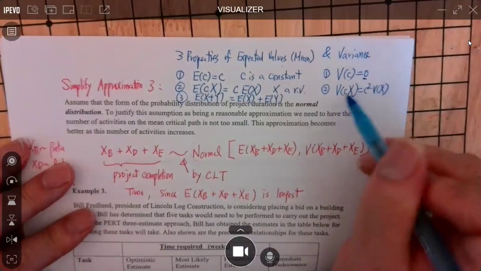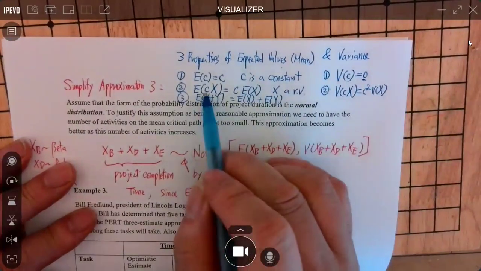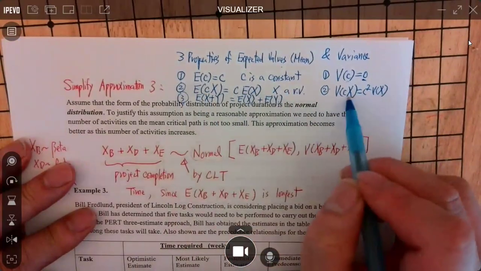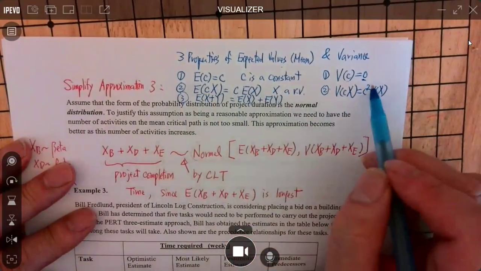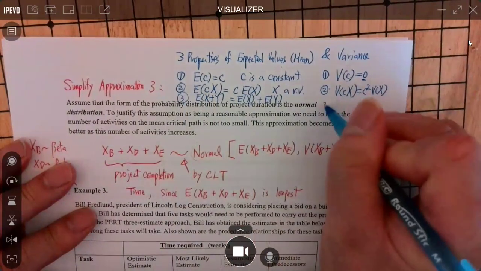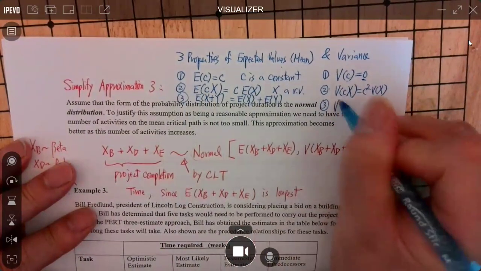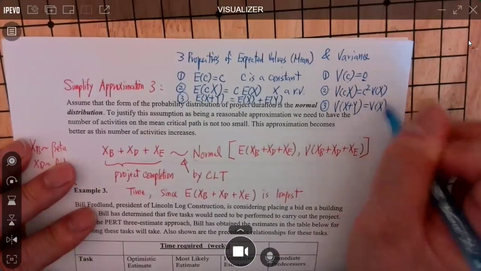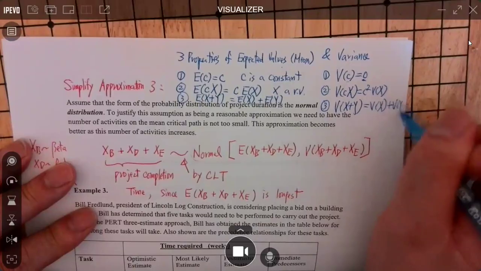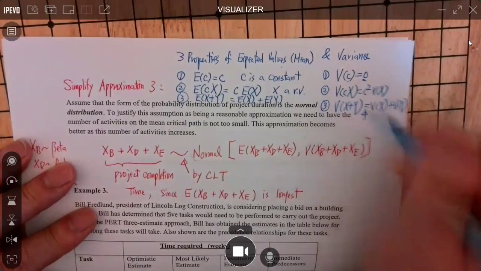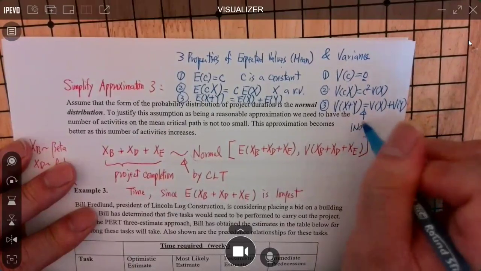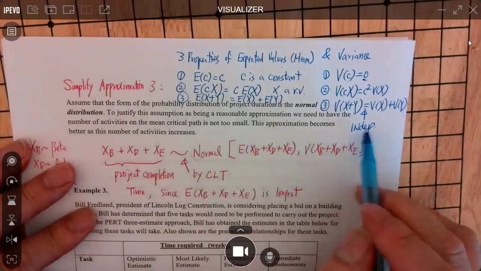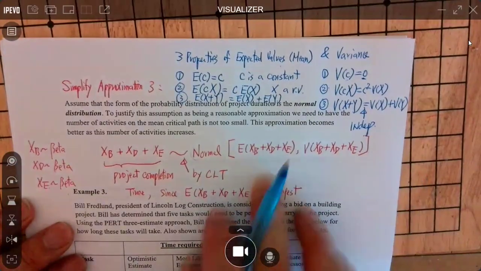Okay? You pull the C out, unlike expected value, where pulling it out gives C times EX. Here, when you pull this out, it becomes C squared times variance of X. And 3: the variance of X plus Y is going to be the variance of X plus the variance of Y. And this one requires an assumption, which is that X and Y need to be independent. Independence is not needed for the expected value, but it's needed here.